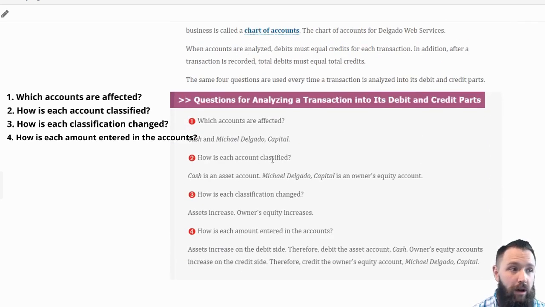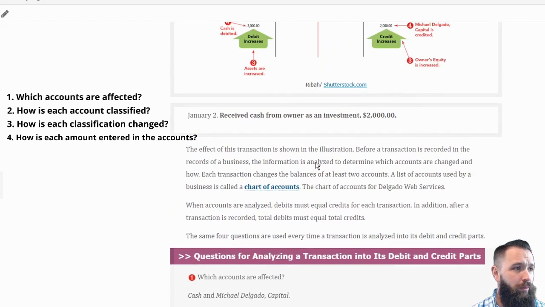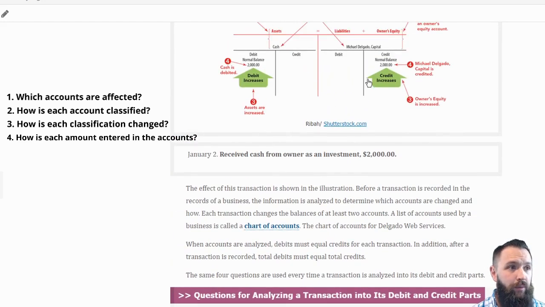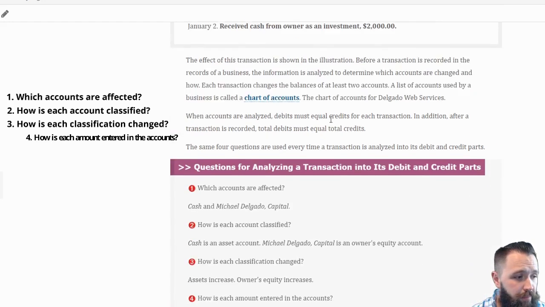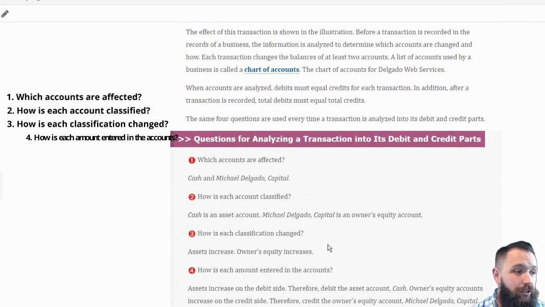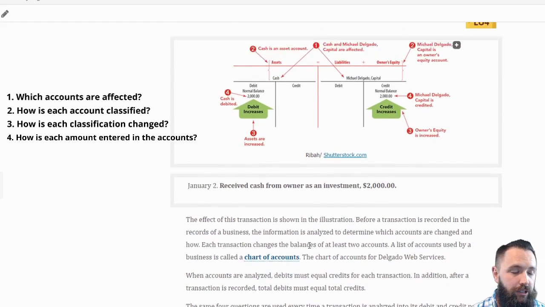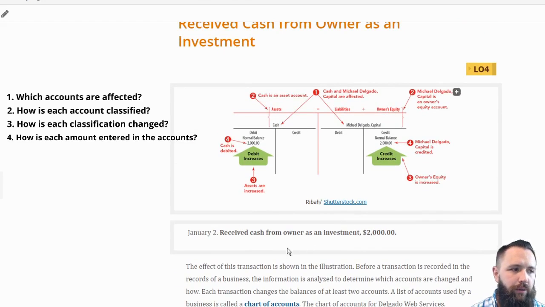Second question is, how is each account classified? We knew that cash was affected and we knew that Delgado's capital was affected. Because in chapter 1 we looked at account classification, we know that cash is an asset and capital is equity. Number 3 is, how is each classification changed? Now we're relearning what we did yesterday. So assets increase, owner's equity increases. We look at this transaction and ask what exactly would happen here. Cash goes up and the equity also goes up.